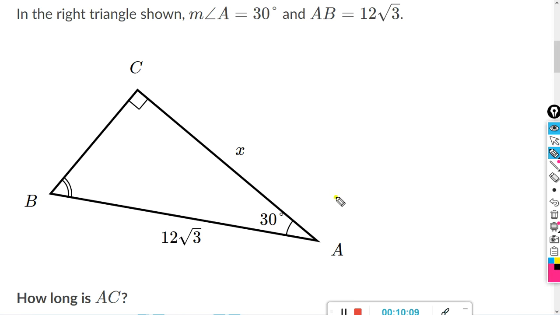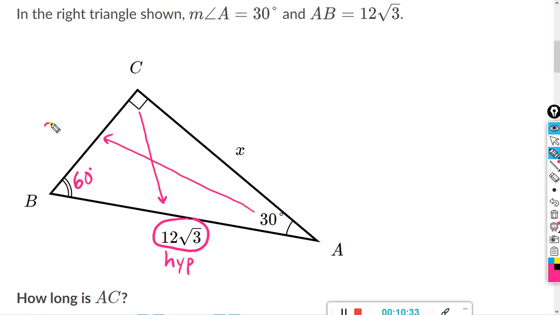All right, first step is to find the missing angle. We have 30, 90, this must be 60. Second step is to label the sides. Across from 90, that's the hypotenuse, 12 radical 3. Across from 30, that's your short leg. And across from 60, we want to find X.